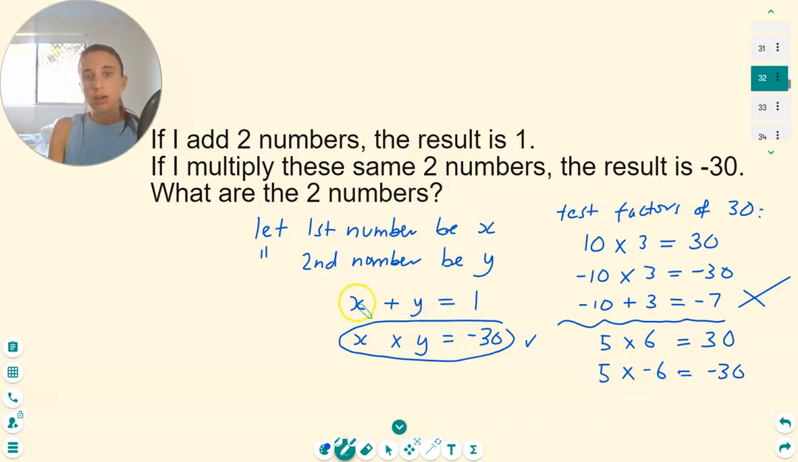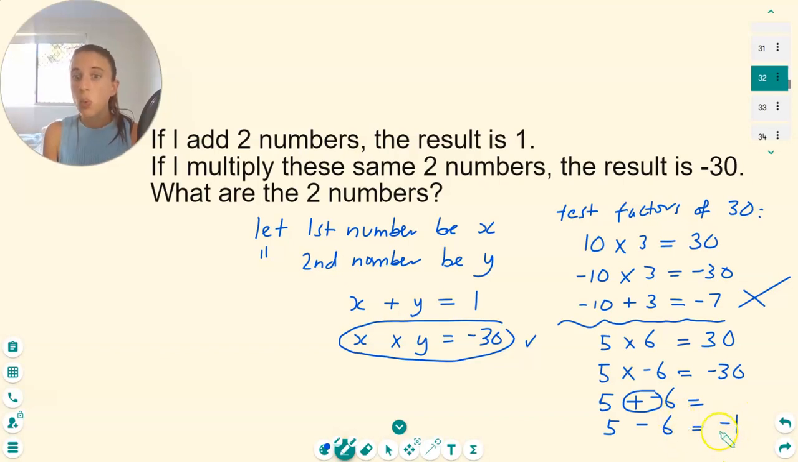So we need to check 5 plus negative 6. Does that give me 1? No, well, 5 plus negative 6 is the same as 5 take 6, right? Circling those signs. And that gets me negative 1. But we are right in the ballpark, right? 1 is a lot closer than it was back here, which was negative 7. So let's come over here and let's test a different one.